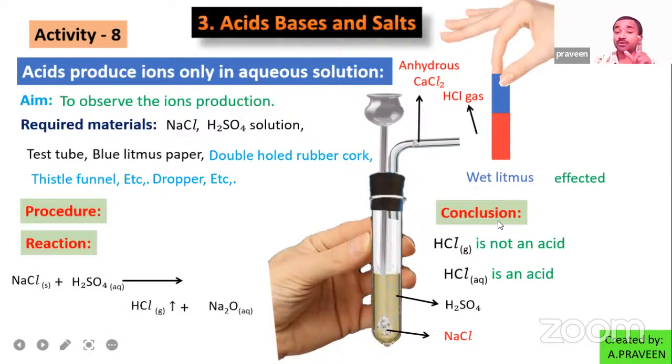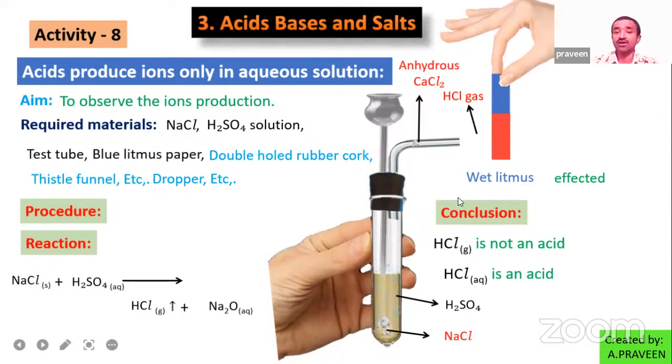So dry litmus paper not affected. So that's why I decided HCl is not an acid. Then with the wet litmus paper, I noticed blue litmus changes into red in color. So I decided HCl is acid. Here the main thing to understand is that gas behaves as acid only in the presence of water. So that is the conclusion from this activity.